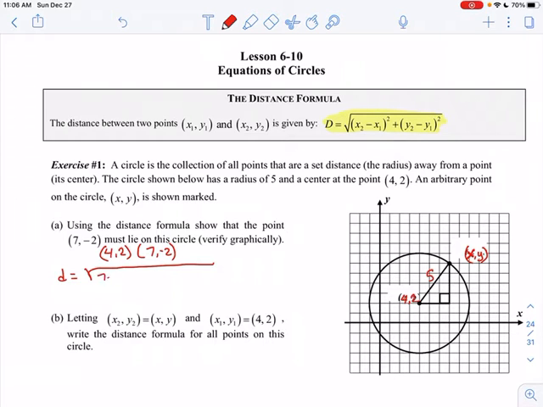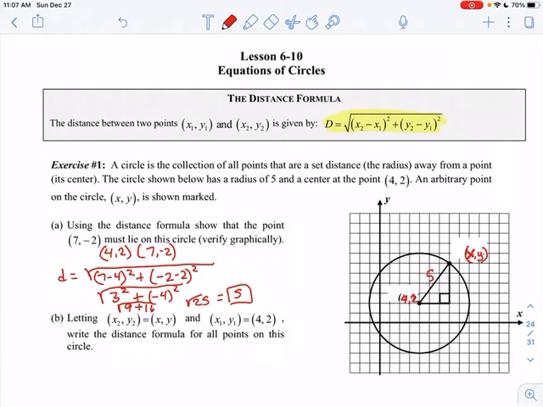All right, so I'm going to do 7 minus 4. I'm subtracting the x's squared. And then I'm going to subtract the y's, negative 2 minus 2. So this is going to be 3 squared, and this is going to be negative 4. I know it's a negative, but you're squaring it. 3 squared is 9. Negative 4 squared is 16. And the square root of 25 equals 5. So yes, it does lie on the circle.